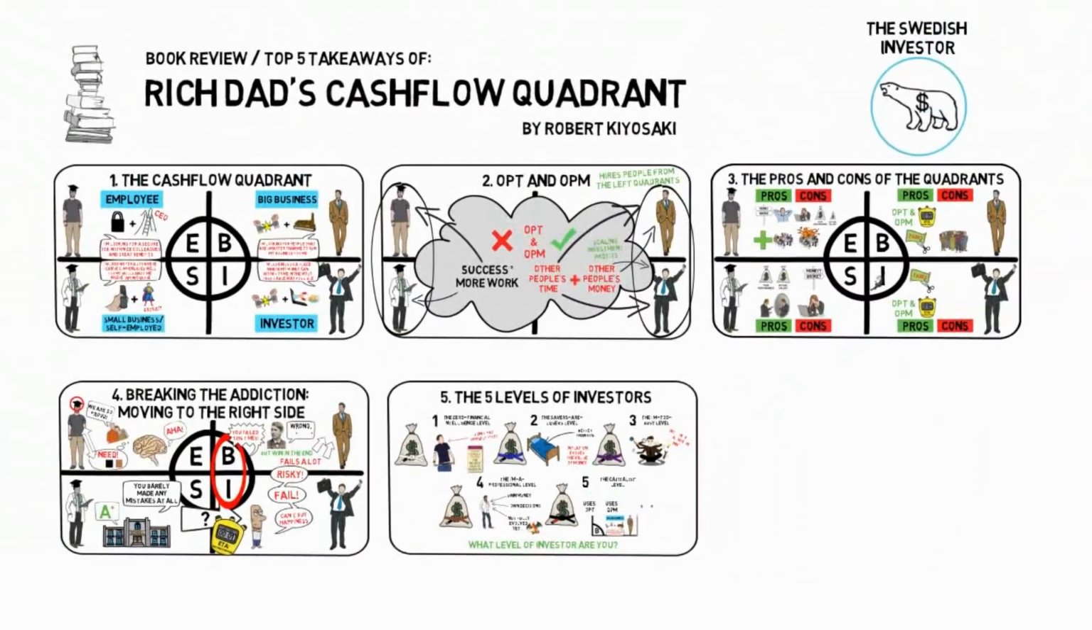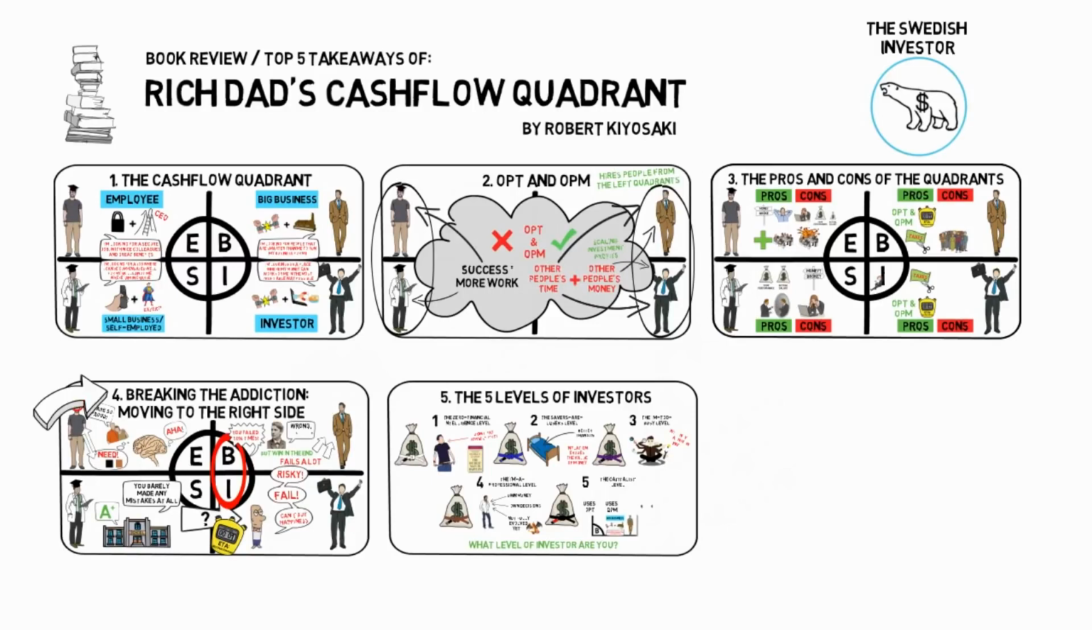Here's the recap. There are 4 different roads to financial success. You may succeed as the employee, the self-employed, the business owner, and/or the investor. The right side of the cash flow quadrant uses OPT and OPM. There are pros and cons with each of the quadrants, and depending on your personality and goals in life, one might be more suitable than the others.